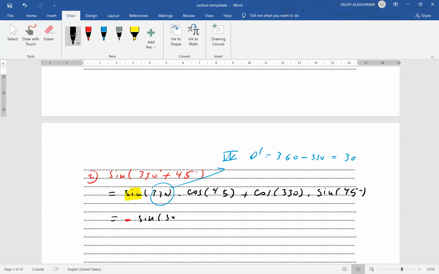of 30 multiplied by cosine 45 plus cosine. Cosine in the fourth quadrant is positive, so there is no change in the sign of the cosine. It will be cosine of the reference angle, which is just 30, multiplied by sine of 45.